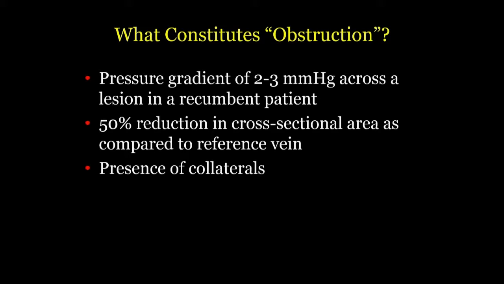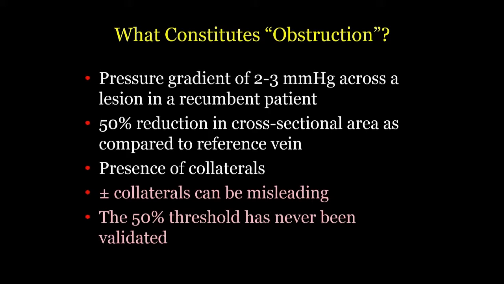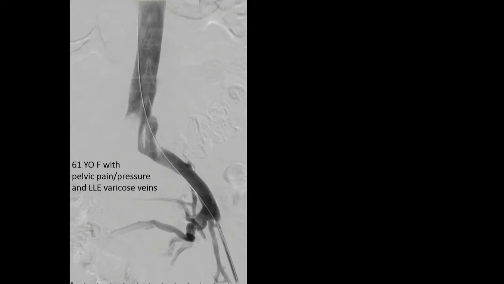Now, presence of collaterals, a lot of us use that, rely on it. If there are collaterals, maybe the obstruction is significant. If they're not, it's not. The problem is most patients that we test are recumbent, and so it's hard to know. So presence or absence of collaterals can be therefore misleading, and the 50% reduction or the threshold has not been validated. So we don't really have a good way to know what a significant obstruction is.